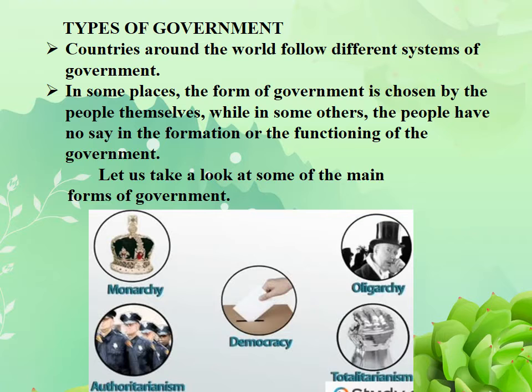Types of government. That is, countries around the world follow different systems of government. In some places, the form of government is chosen by the people themselves, while in some others, the people have no say in the formation or the functioning of the government. Let us take a look at some of the main forms of government.